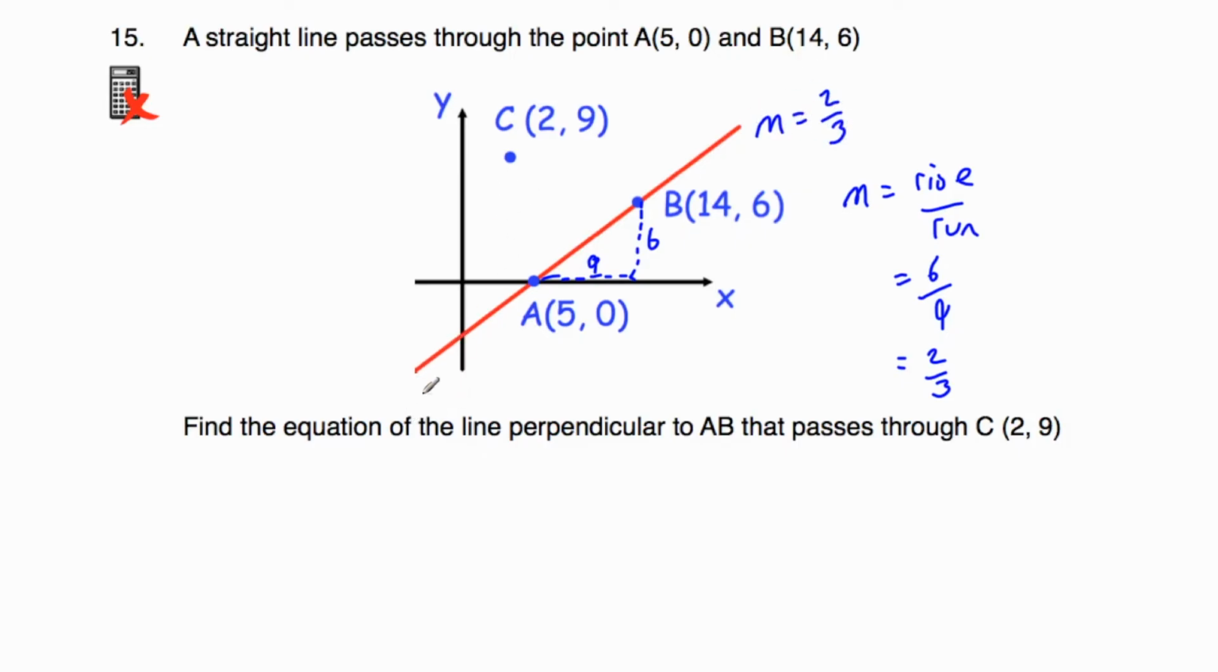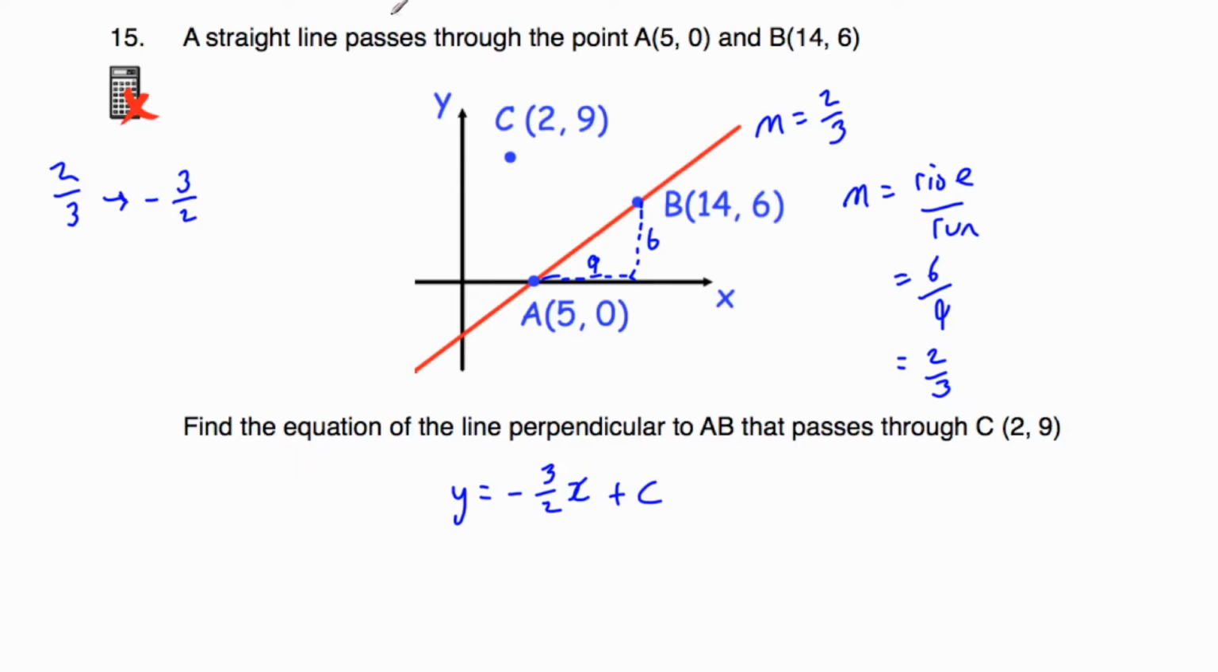Now, we want to find the equation of the line that's perpendicular to that. So remember, to find the gradient of a perpendicular line, we just do the negative reciprocal. So if we've got 2/3 and we do the negative reciprocal, well, it's positive, so the negative reciprocal will be negative. And then we're going to do the reciprocal of 2/3, that'll be 3 halves. So that means the gradient of the line that's perpendicular to this red line would be minus 3 halves. So we know it's going to be y equals minus 3 halves x plus c. And we just need to now find where that crosses the y-axis.